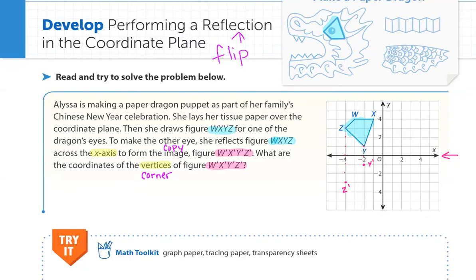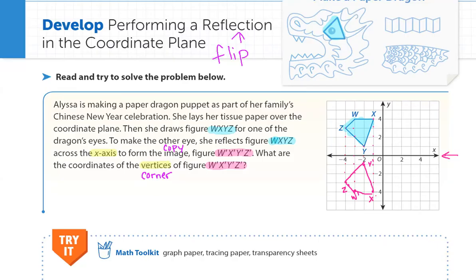Same thing with W. W is 1, 2, 3, 4, so I'm going to go 1, 2, 3, 4. W prime. And X is 1, 2, 3, 4 as well. 1, 2, 3, 4. X prime. And then I'm going to connect my dots. There's the other eye for the dragon. It's a little sloppy, but I think I did a pretty good job.